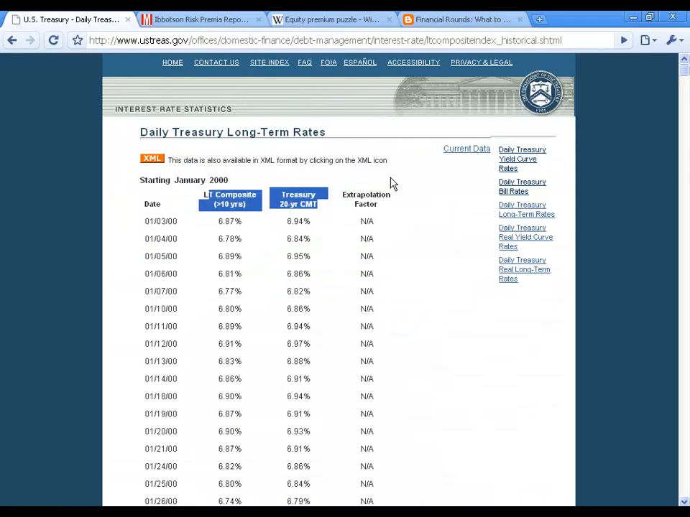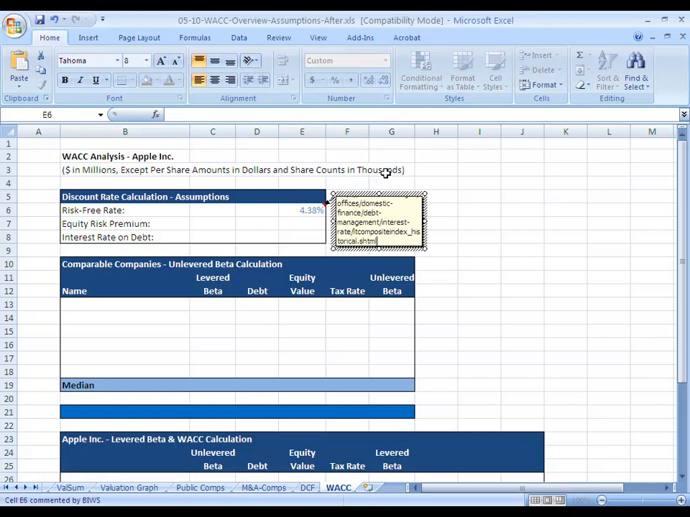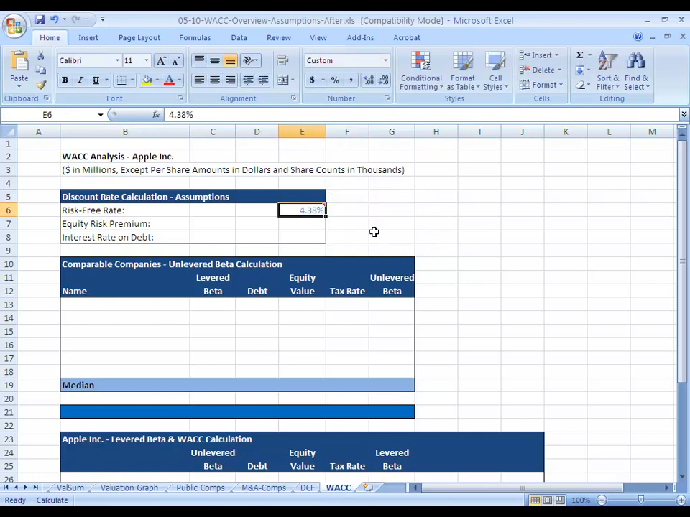One other thing I want to do here is briefly footnote this with the website we got it from. So I'm going to press Shift F2 to enter a footnote, and I'm just going to enter the URL of that site right there. Just say daily 20-year treasury rate from, and include that website. Now, if we were working with a foreign company, let's say, in a different country outside the US, we would probably look at the interest rates on the government bonds in that country instead.